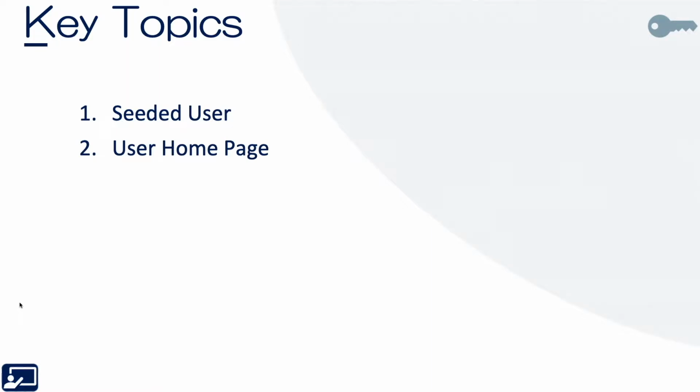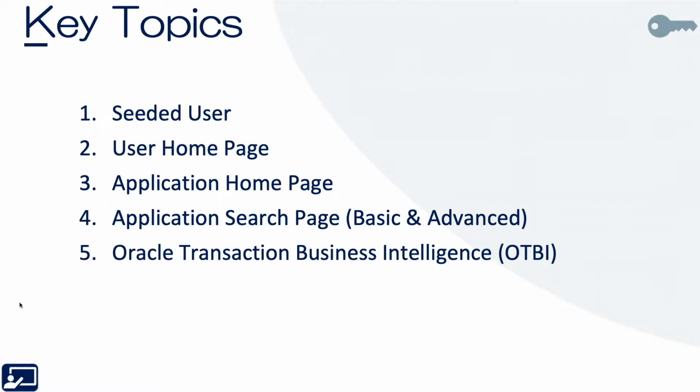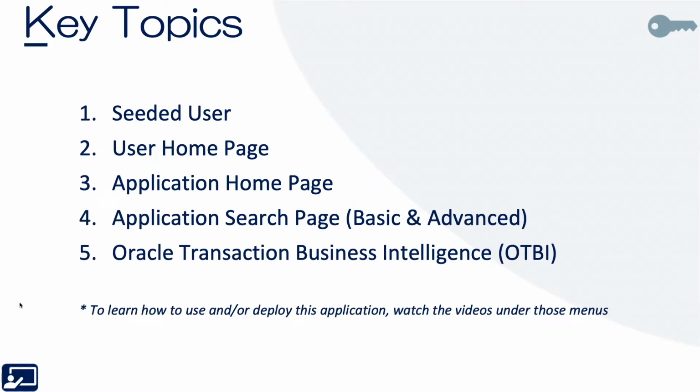Next, we'll look at out-of-the-box reporting on the user homepage. Then we'll look at out-of-the-box reporting on the application homepage. We'll quickly walk through the application search page. So usually it's basic and advanced, but since this is the Manage Requisitions page, it's just a little bit different than usual. And then finally, we'll look at OTBI or Oracle Transaction Business Intelligence. We'll just take a quick look at how you can put together quick queries based on different subject matters.